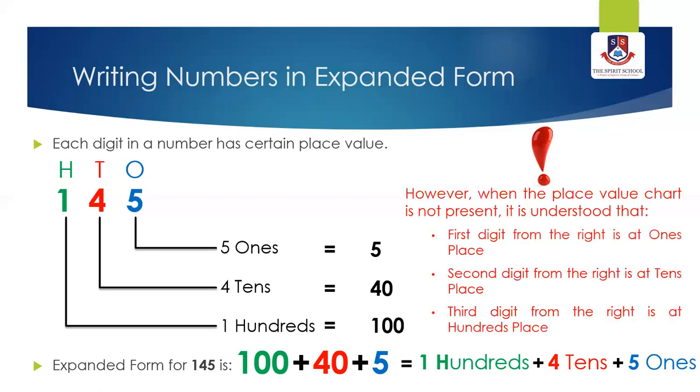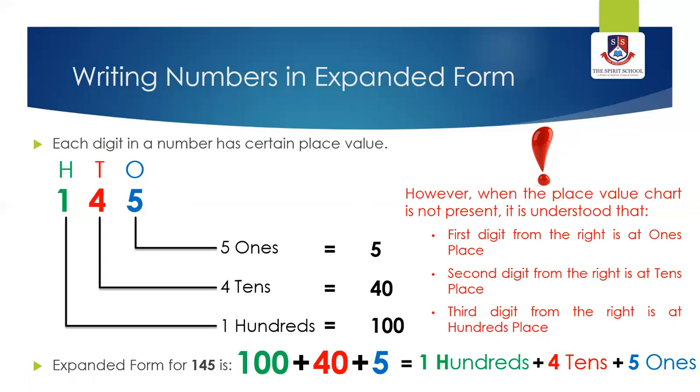Here is a simple point which you have to remember while solving these questions. Although here we have provided the place value chart, where we have represented 5 by O, 4 by T, and 1 by H, the O represents that 5 is at the ones place, 4 is at the tens place, and H means 1 is at the hundreds place. But not all the time will you be provided with this place value chart. Sometimes you will be given a number and asked to write it in the expanded form.